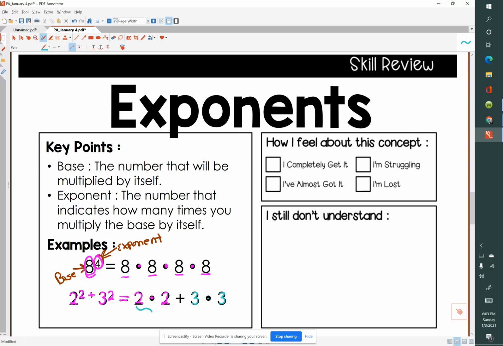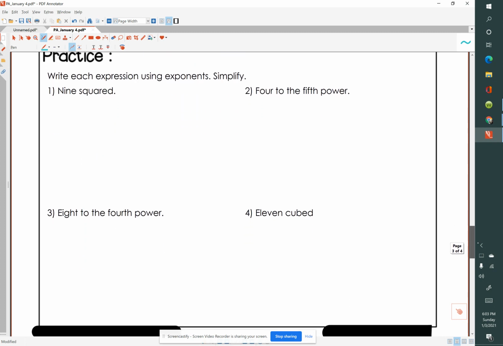2 times 2 is 4, I was doing my 3 times 3. 2 times 2 is 4. 3 times 3 is 9. 9 plus 4 equals 13. So let's do some practice.